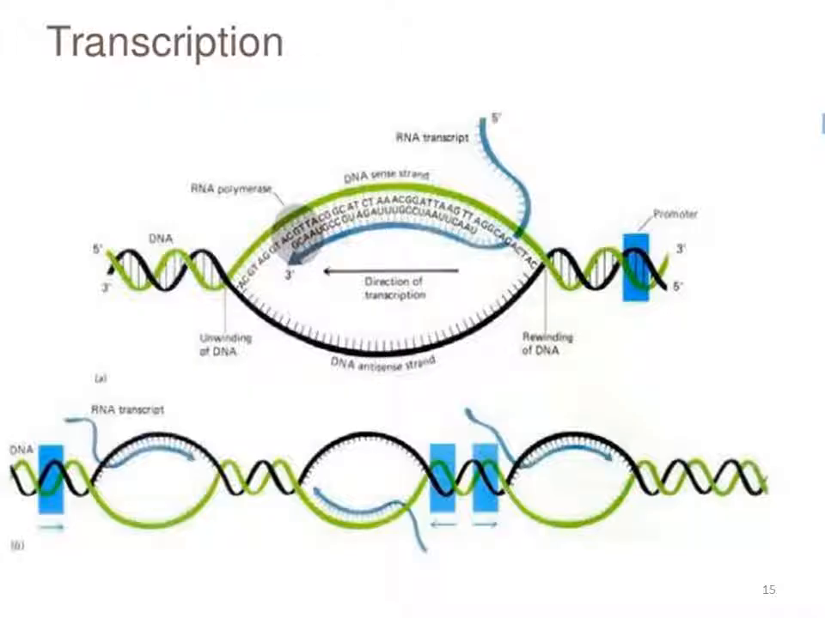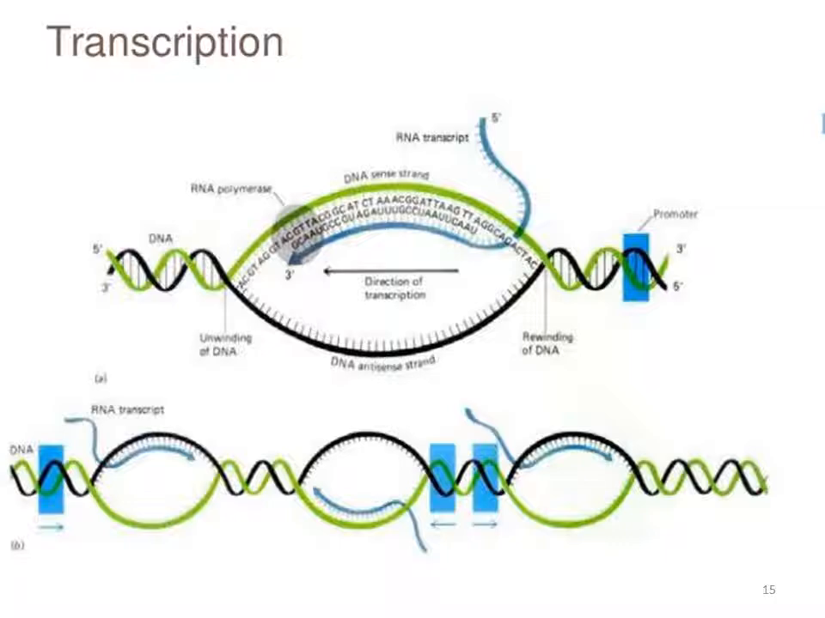Here we see that this is the DNA molecule, the parental DNA molecule. So this is the promoter region, meaning from this site the transcription process should start. Initially here the DNA molecule was melted, so the two strands were separated, and on this one polynucleotide chain of DNA molecule, the process of transcription will take place. So it started from this region.